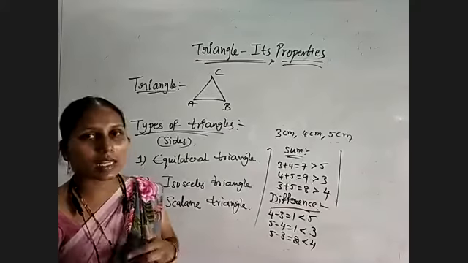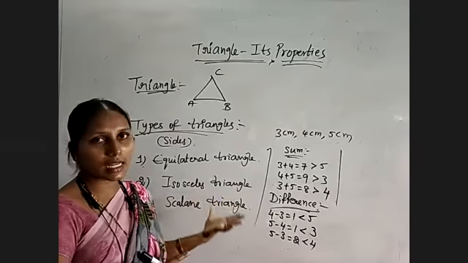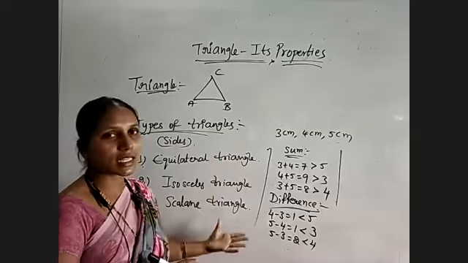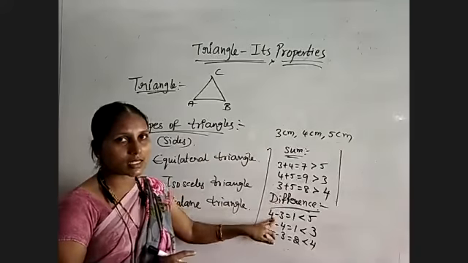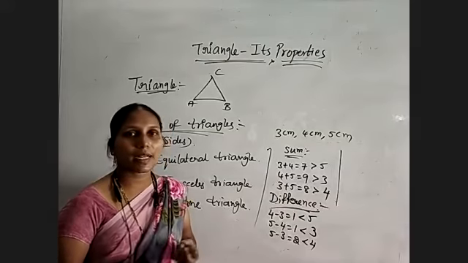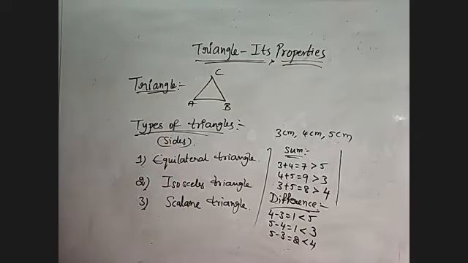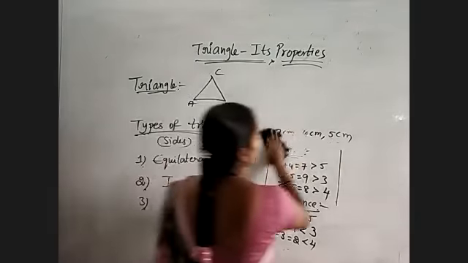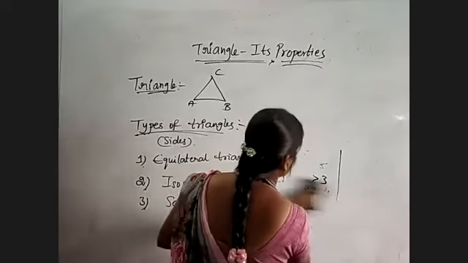So don't tell directly, whenever the measurements are given, that it is a scalene triangle or equilateral or whatever. First, you must check the property. If they are given sides, you need to check the properties by using sides. If they are given angles, in that case, you must check the properties depending on the angles. So depending on the angles, we will see what the three different types of triangles are.